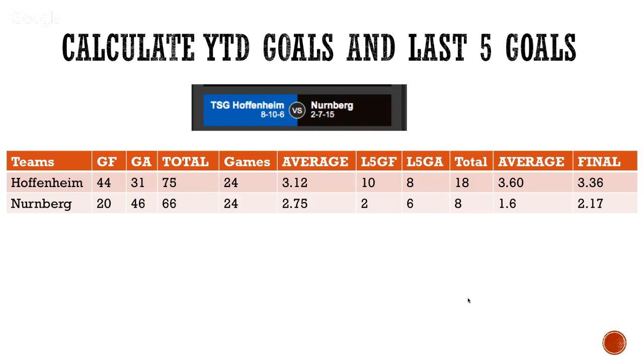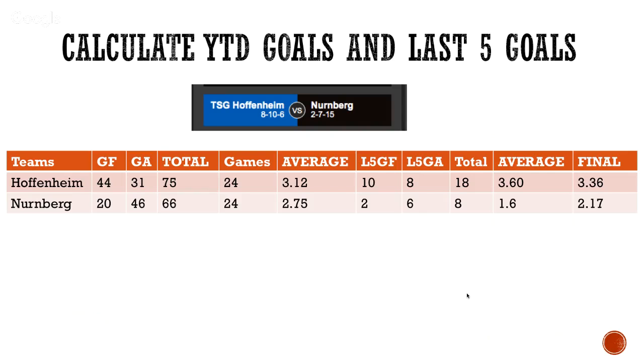So in Hoffenheim's games year to date, their goals and their opponent's goals average 3.12 goals per game. And we did the same for Nuremberg. Goals for is 20. Goals against is 46. You add that together, it gives you a total of 66. You take 66 divided by 24, and that averages 2.75.